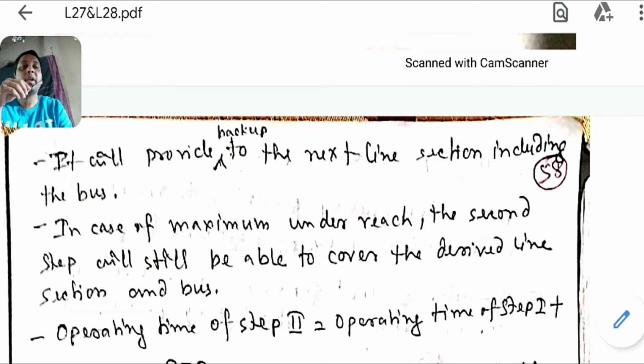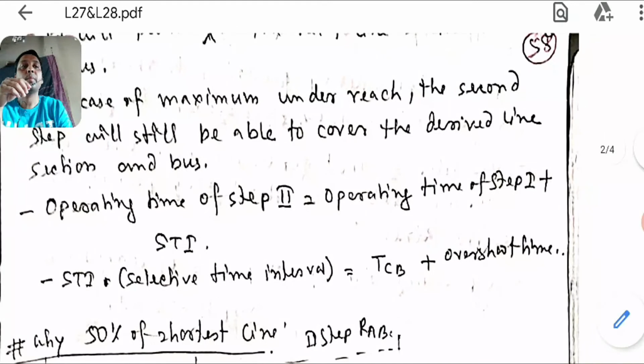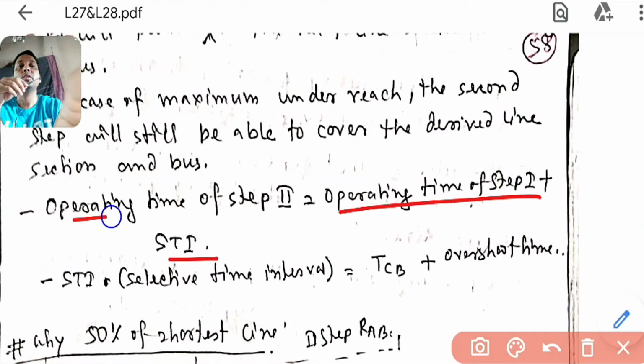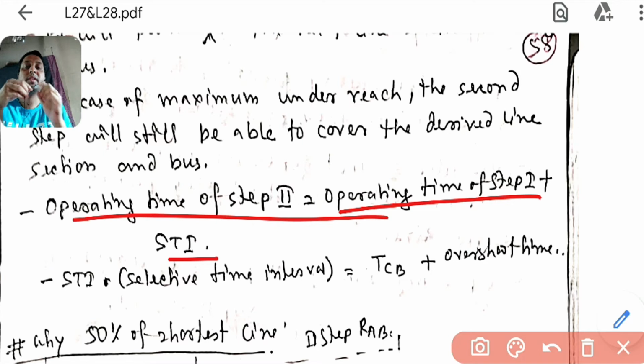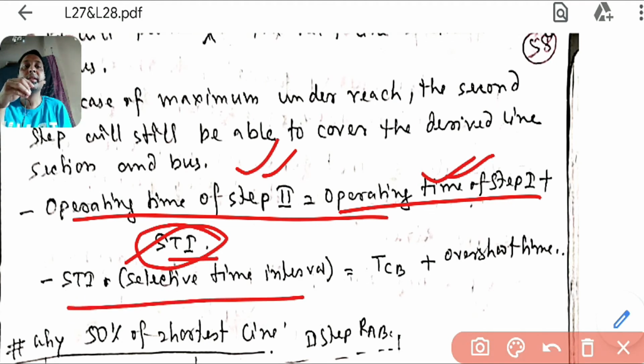So what is the operating time of step 2? It should be the operating time of step 1, T1, plus STI. So it will wait whether step 1 is taking action or not. If it is in step 1, then step 1 will take care of it, because you can see there is a common area where both can operate, the first 80-90%. So it should wait. If there is a fault between 80 to 90%, then step 1 should trip. If it is not tripping, then my step 2 will act as a backup for this section. What is STI? We have already seen. It is the selected time interval, that is circuit breaker operating time plus overshoot time.